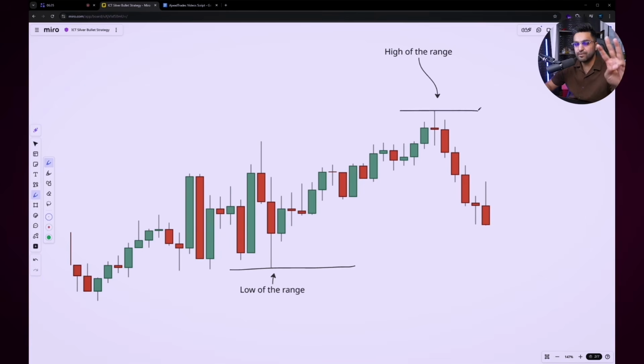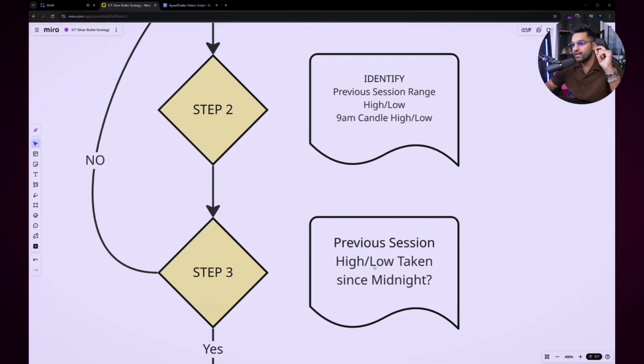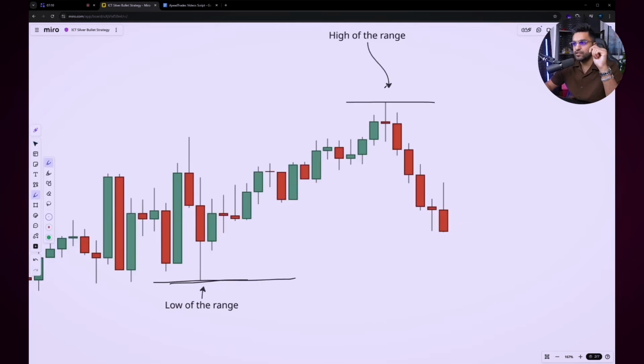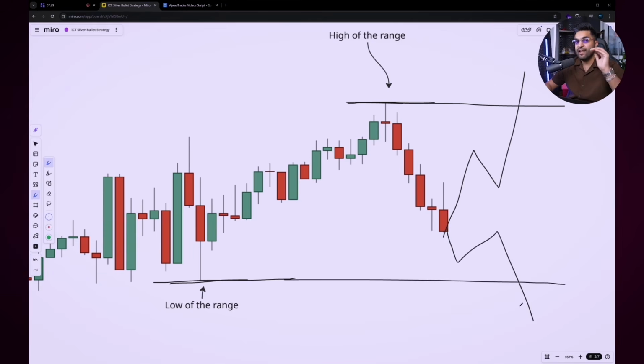The third step is going to be: since midnight, has that previous session high or low been taken out? What does it mean? If this is the low of the range and the high of the range, since midnight after this movement, did the market go up and take out this high, and did the market go down and take out this low? If that happened, that means we will move on to the next step. If there was a liquidity hunt, whether for the low or for the high, then we're going to move on to the next step.